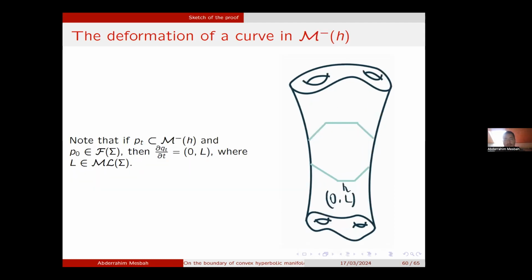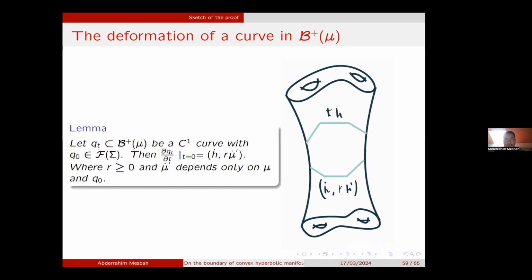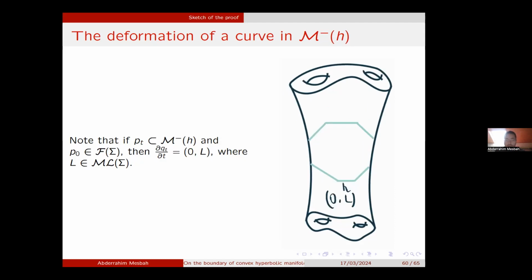On the other side, if I take a curve of manifolds that has constant induced metric h, then of course infinitesimally the data will be 0 and L, because the first coordinate that corresponds to the metric is fixed, and the other coordinate can be just anything, a measured lamination. I forgot to say that the tangent space of the measured laminations at the lamination 0 is the measured laminations itself.